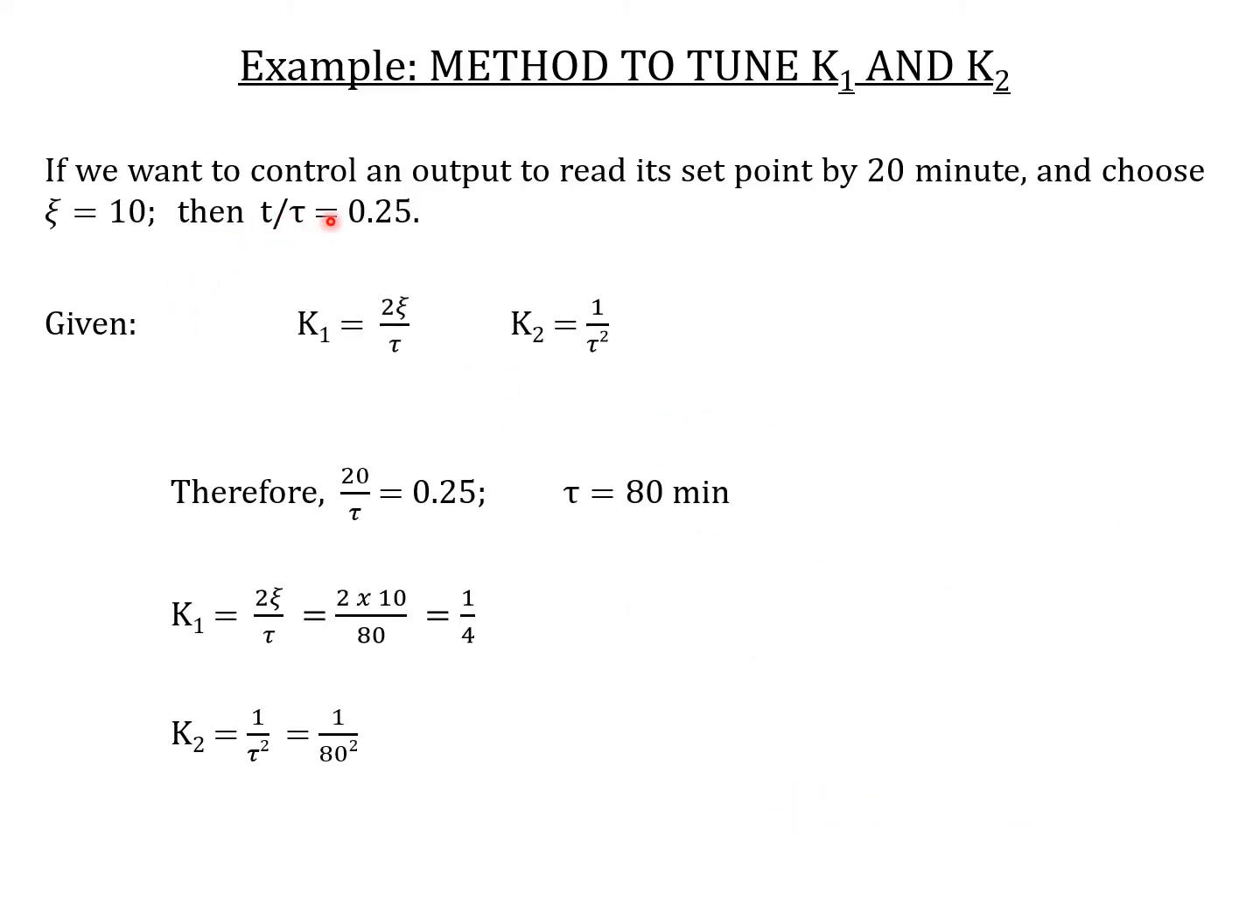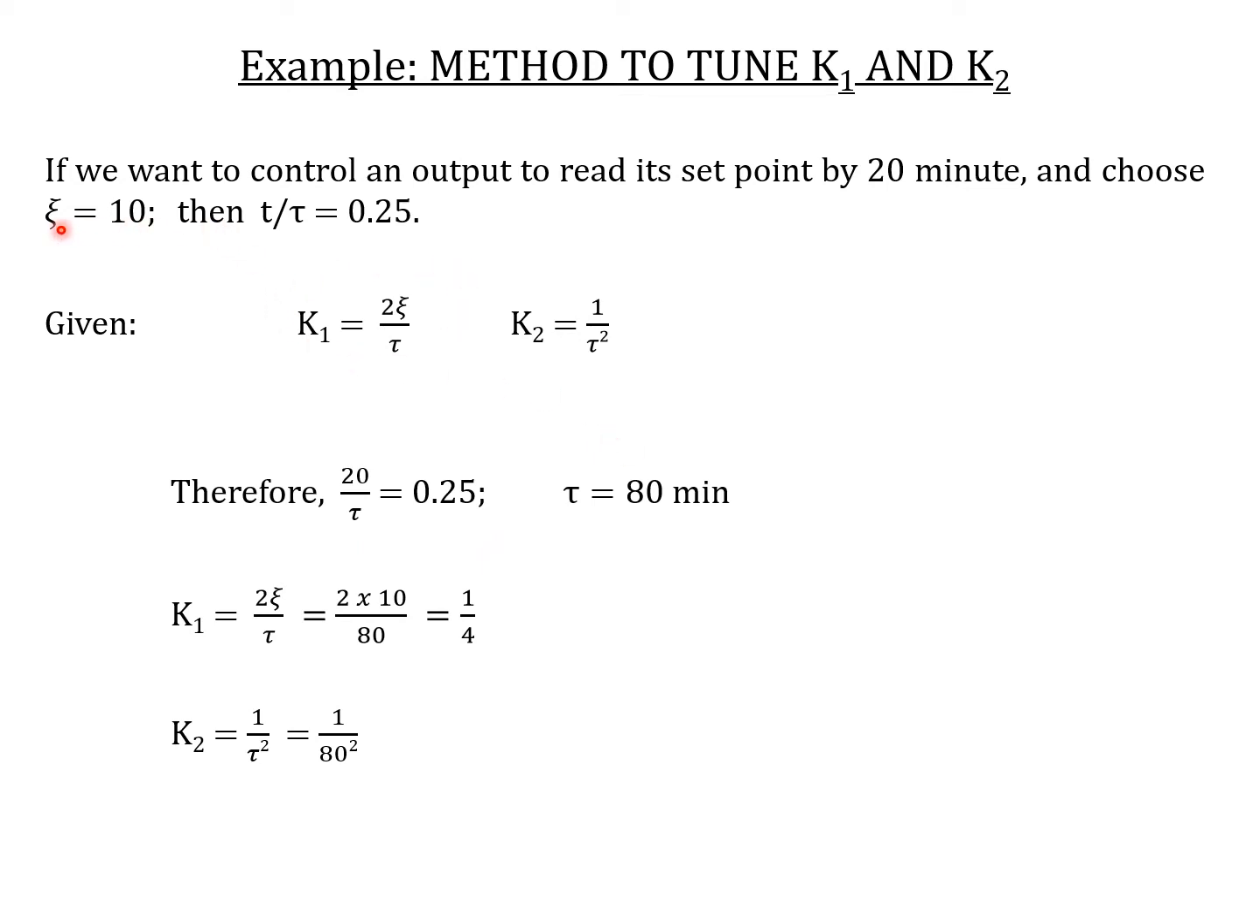From this equation we define K1 as 2 zeta over tau and K2 as 1 over tau squared. If you want to control an output to reach the set point in 20 minutes, we choose zeta to be 10, and then from the graph we get t over tau equal to 0.25. So we substitute t over tau, given that t is 120 minutes, and we get tau equal to 80 minutes, and we put that into this equation.